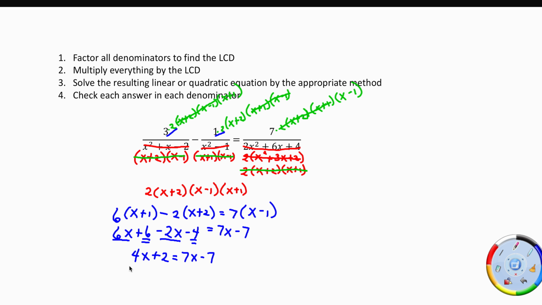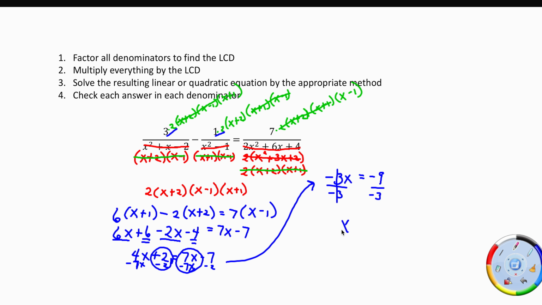Okay, put all my variables on the same side. So subtract 7x and subtract 2, constants on the other side. Given 4x minus 7x, I can't hardly read my writing on here sometimes, is negative 3x equals negative 7 minus 2, negative 9. Divide by negative 3 for a final answer of x equals 3.